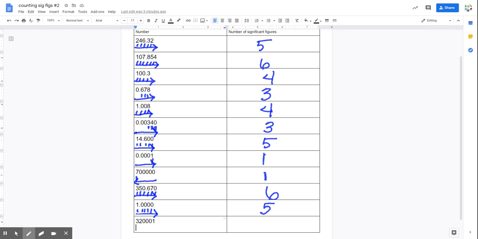With our last problem, it has no decimal place, so we go from right to left. Begin with our 1. Each of these count because we already started counting. 1, 2, 3, 4, 5, 6. So this has 6 significant figures.